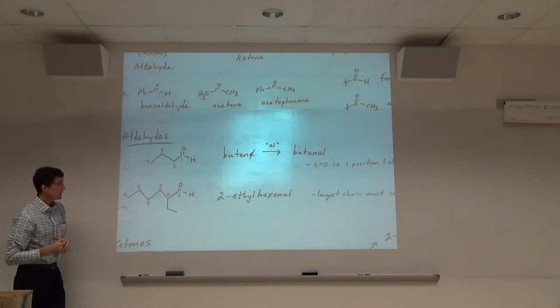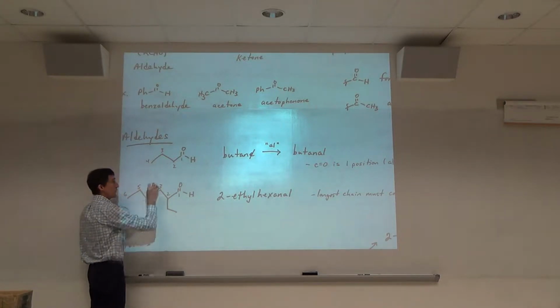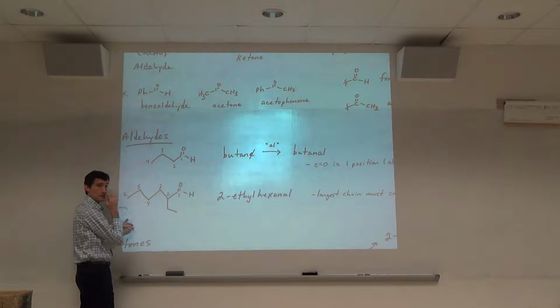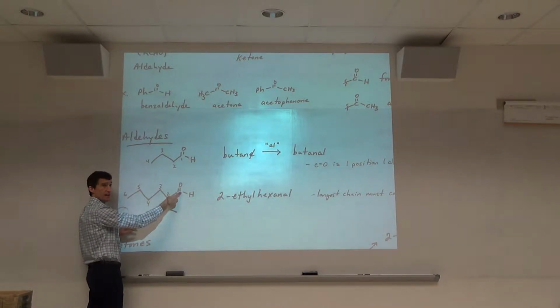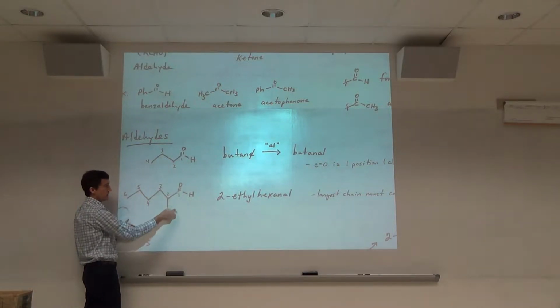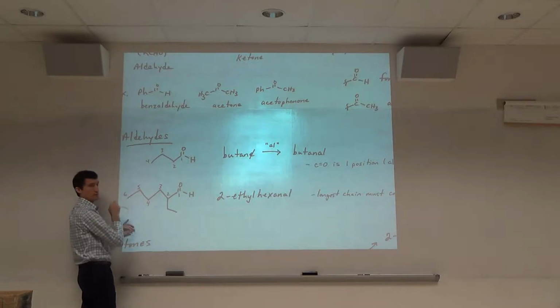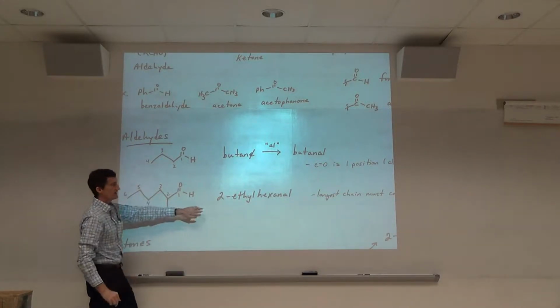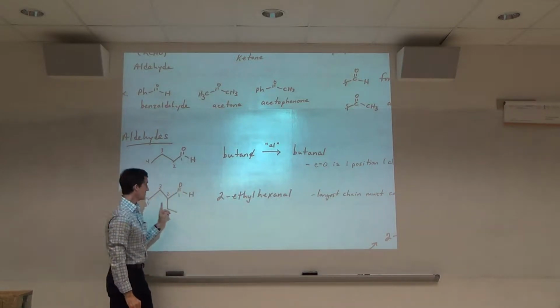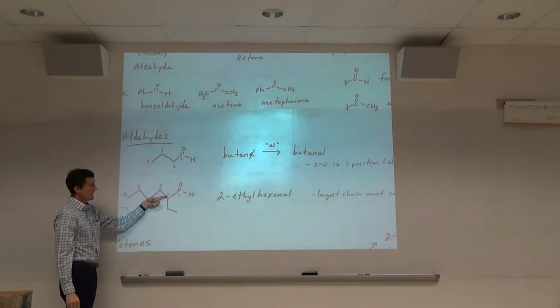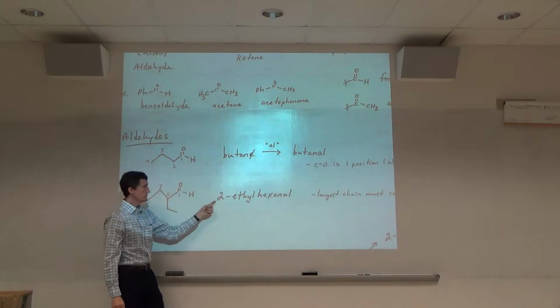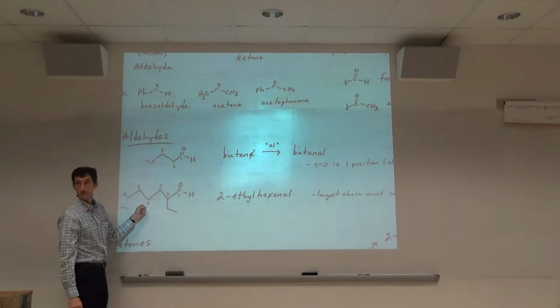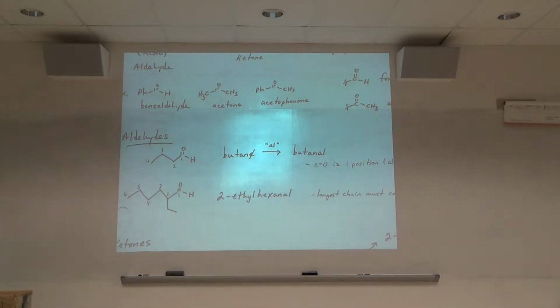Name this guy down here, longest continuous chain. The one position by default is the carbonyl, so you might as well start right there with your counting. 1, 2, 3, 4. 1, 2, 3, 4, 5, 6. Which is longer? 6. So right there is hexanal. What's on the hexanal? At the 2 position, there's an ethyl. 2-ethylhexanal. Should be pretty straightforward now, just other nomenclature.